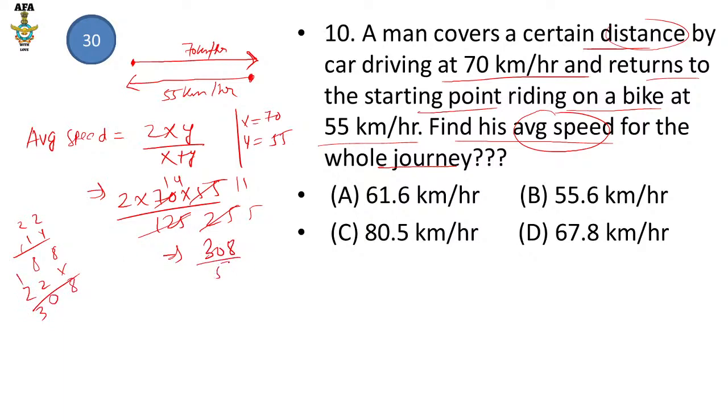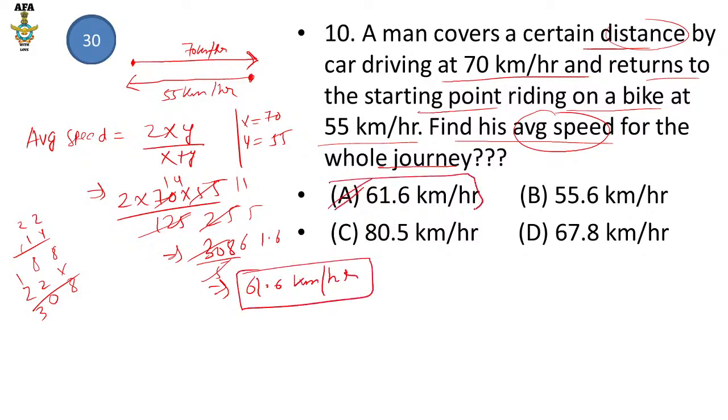308 by 5 we have to do. 5 sixes are 30, 5 ones are 5, and 30 is left over there. So we get 61.6 kilometer per hour as the correct answer. That is in answer option A. Clear? So answer option A is the correct response for this question.